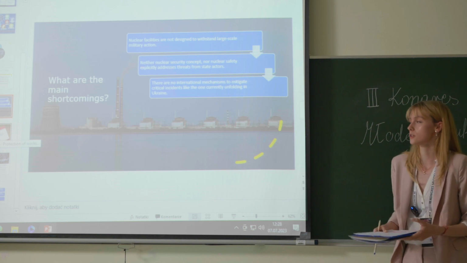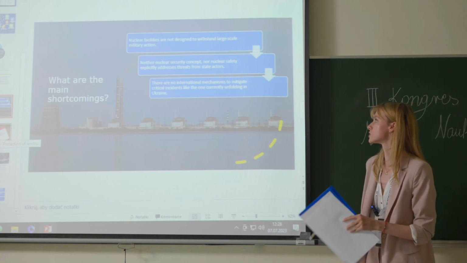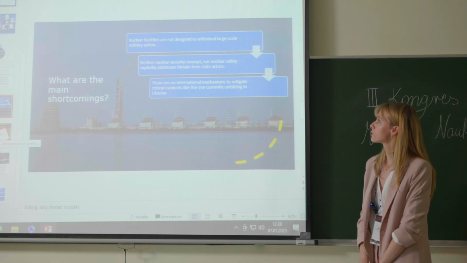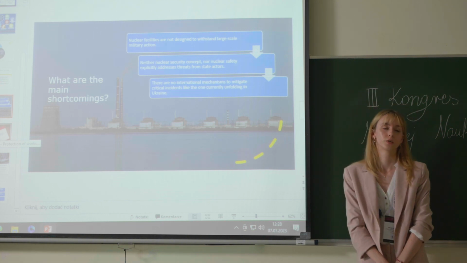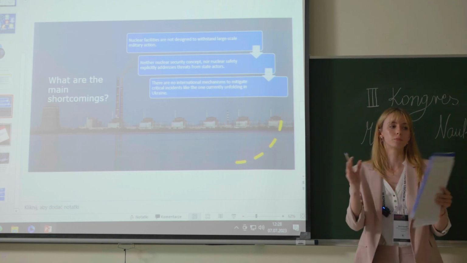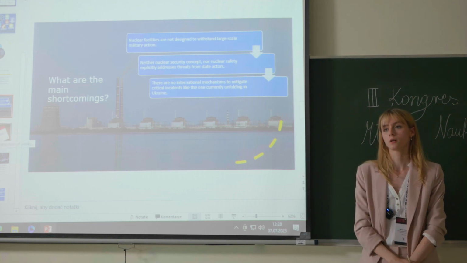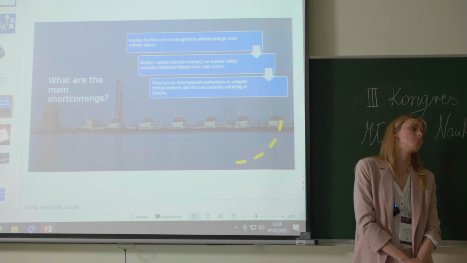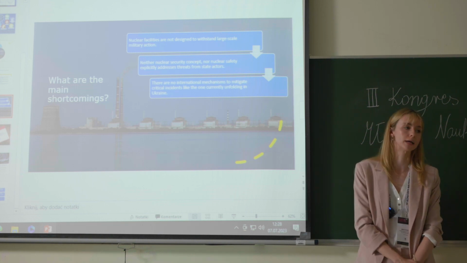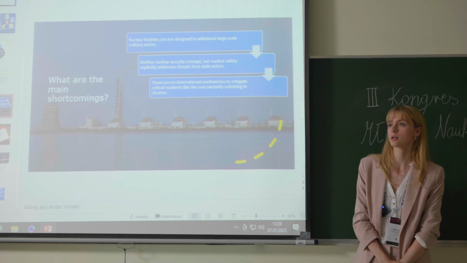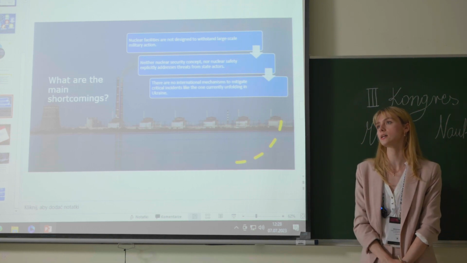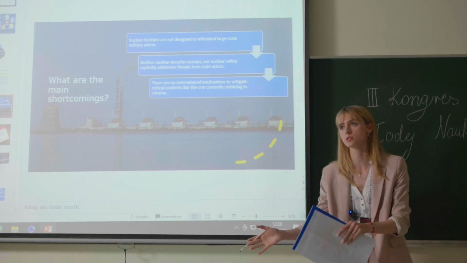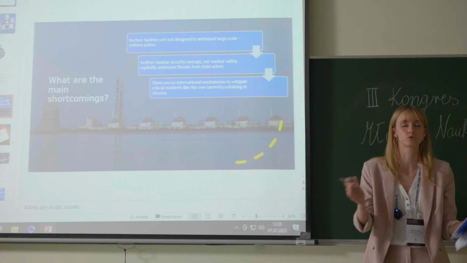So what are the shortcomings of the nuclear security regime and procedures in general, and the recommendations of the International Atomic Energy Agency? First of all, nuclear facilities are not designed to withstand large-scale military action. The containment building, which I was pointing to at the beginning of the presentation, is fine with some damage. For example, you can hit it with a plane. If there is shelling nearby the facility, nothing is going to happen to this containment building.